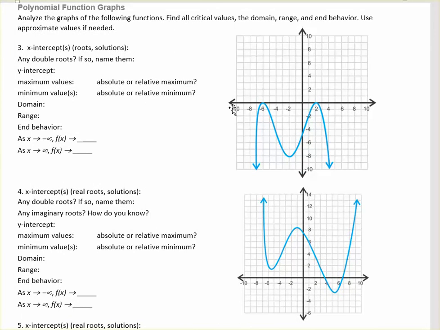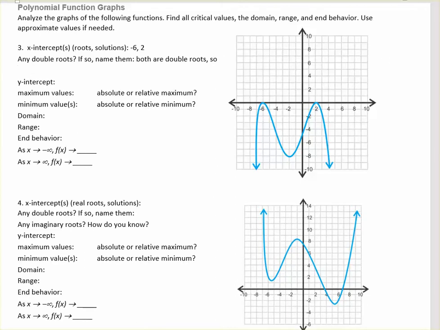Okay. So let's look at number 3. So x-intercepts, roots, solution. We look at this and ask what are the x-intercepts, that is where it touches or crosses the x-axis. I can see that there is one at -6 and one at 2. If you can't tell the exact point, you can estimate what that is. And those are both double roots, because they both just touch the x-axis but do not cross. So -6 and 2 are both double roots.